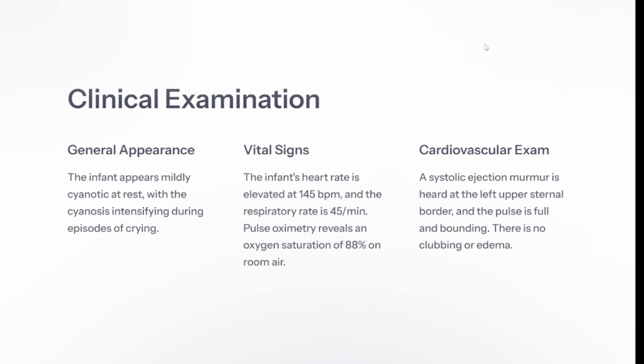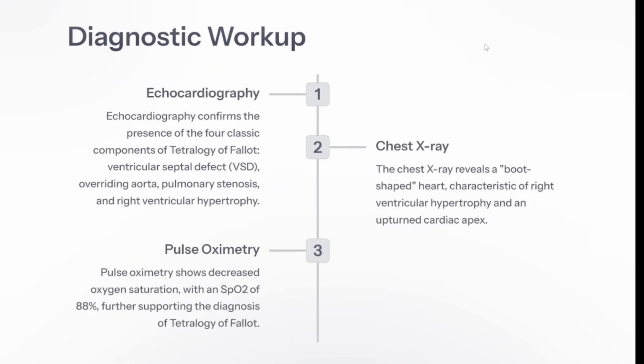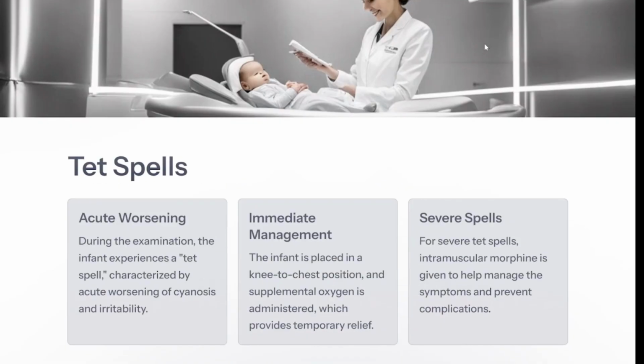Diagnostic workup: echocardiography confirms the presence of the 4 classic components of Tetralogy of Fallot: VSD, overriding aorta, pulmonary stenosis, and right ventricular hypertrophy. Chest X-ray reveals a boot-shaped heart due to right ventricular hypertrophy and upturned cardiac apex. Pulse oximetry shows decreased oxygen saturation, SpO2 88%. Clinical course: during the examination, the infant experiences a TET spell characterized by acute worsening of cyanosis and irritability. The infant is placed in a knee-to-chest position and supplemental oxygen is administered, which provides temporary relief.